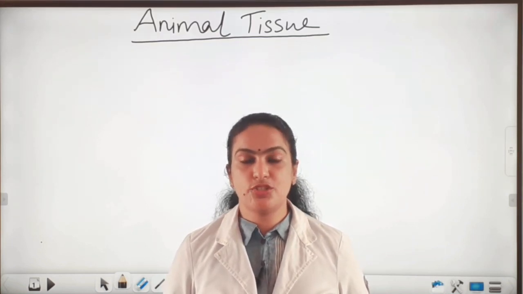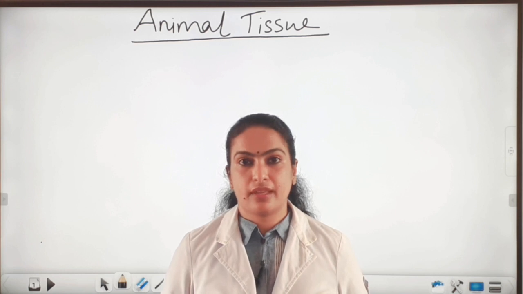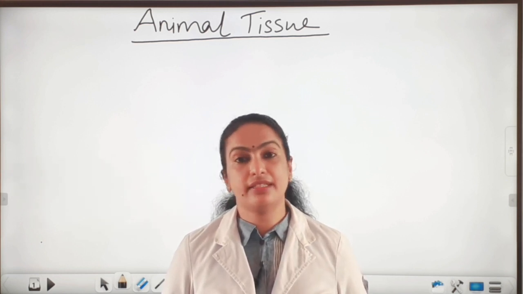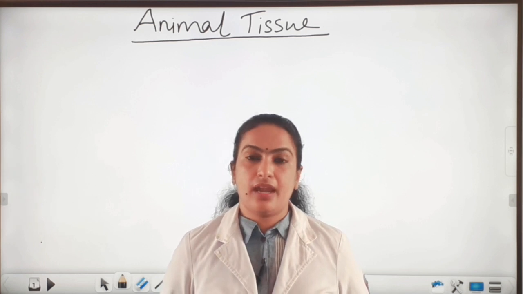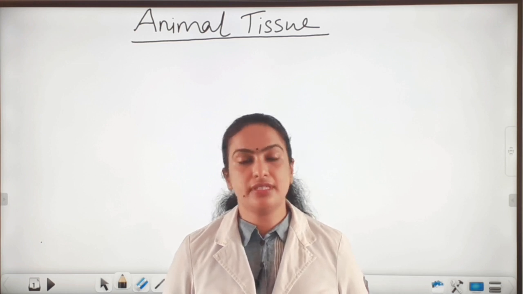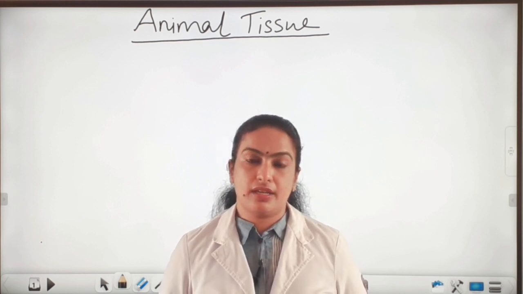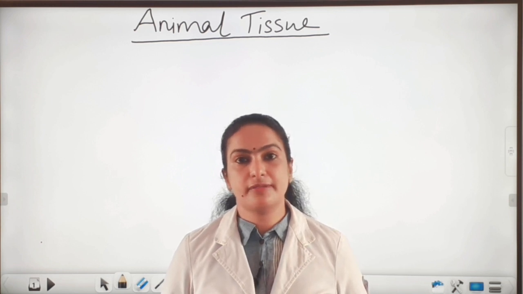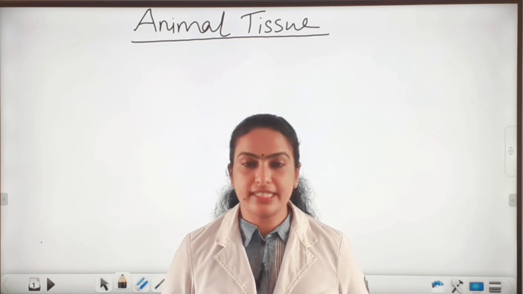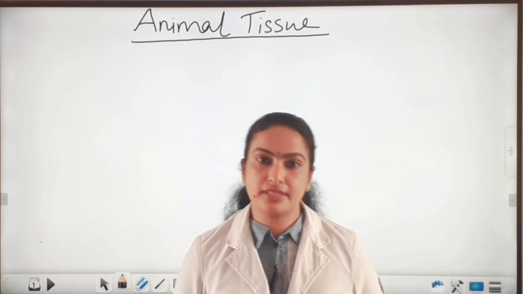Now I am going to teach you animal tissue. As you know, the bodies of animals are more complex than plants, and the cells are organized into different types of tissue to perform different functions. Based on the functions, animal tissues are classified into 4. Let's see which are the types of animal tissues.